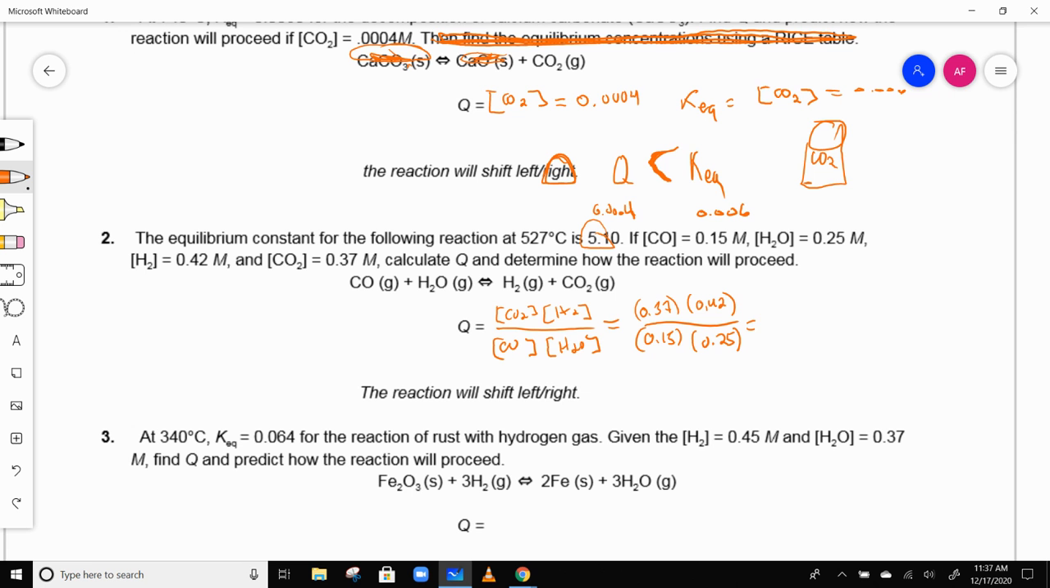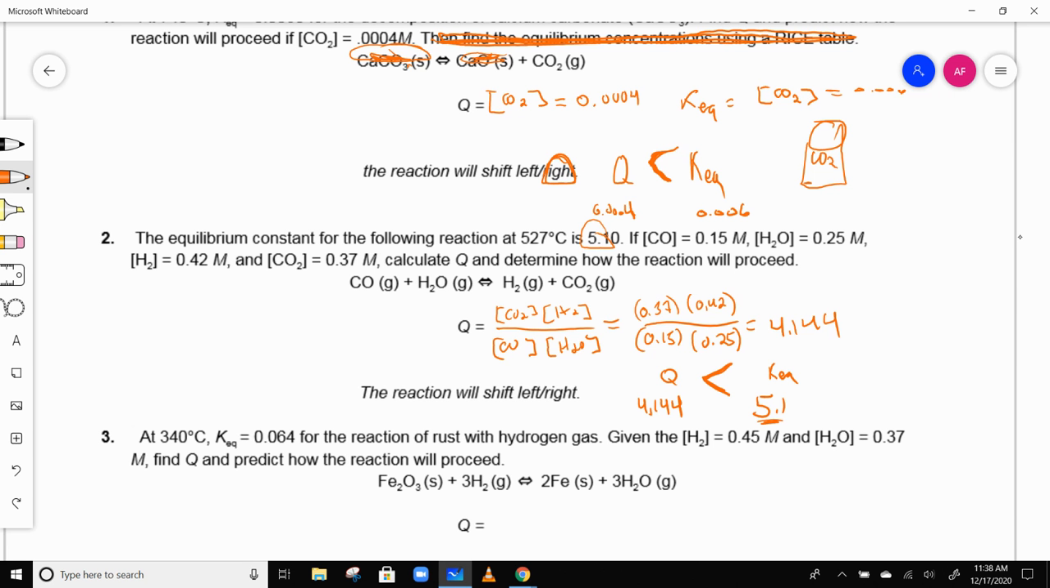0.37 times 0.42 divided by 0.15 divided by 0.25. And I got 4.144. So right now, the Q is 4.144, and the KEQ is always 5.1. So the KEQ is bigger than Q. So again, this Q needs to get bigger, right? It needs to get bigger in order to equal KEQ, in order to get to the equilibrium ratio of products over reactants. So if that's the case, we need to shift towards the products to make it bigger.